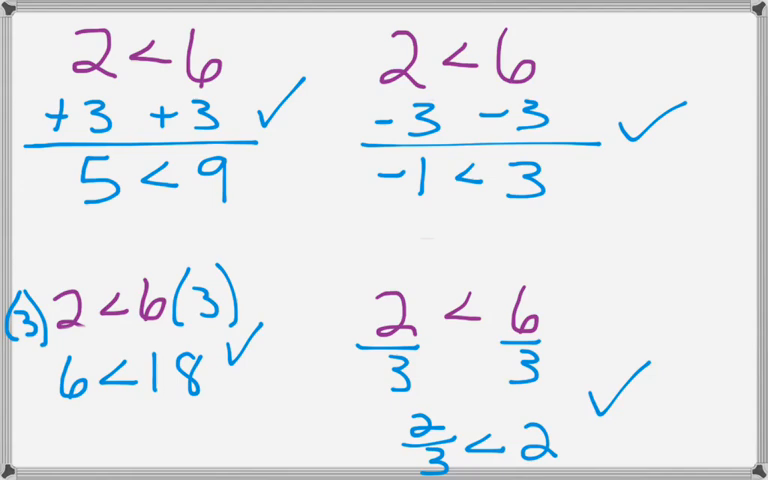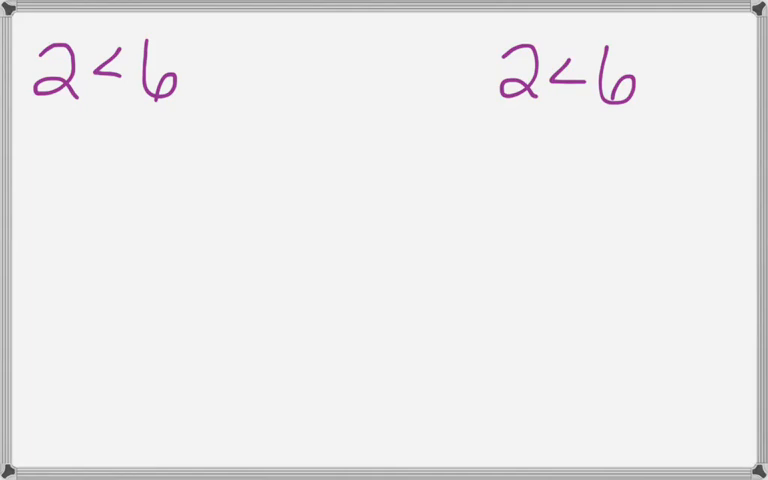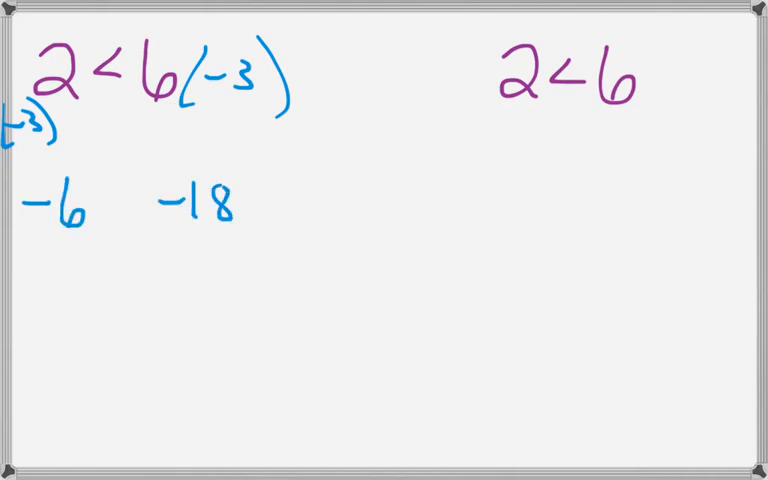Now, subtracting is really just adding, but you're adding a negative, right? So we basically looked at adding a positive number and adding a negative number, and both of those resulted in a true statement. We looked at multiplying and dividing by a positive number, but not by a negative number. So let's check that out. If I multiply both sides by -3, I'm a little short on space here, then I have -6 on the left and -18 on the right.